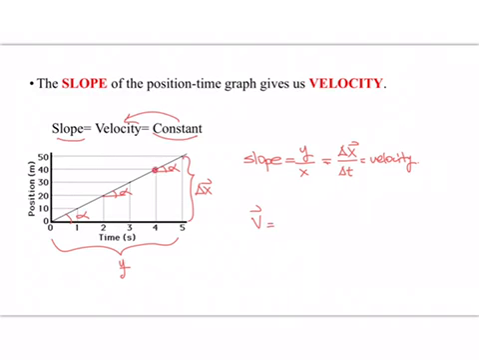Now let's find the velocity of this motion. Let's take this value. It displaces 40 meters in 4 seconds. So 40 meters over 4 seconds will give me a velocity of 10 meters per second.